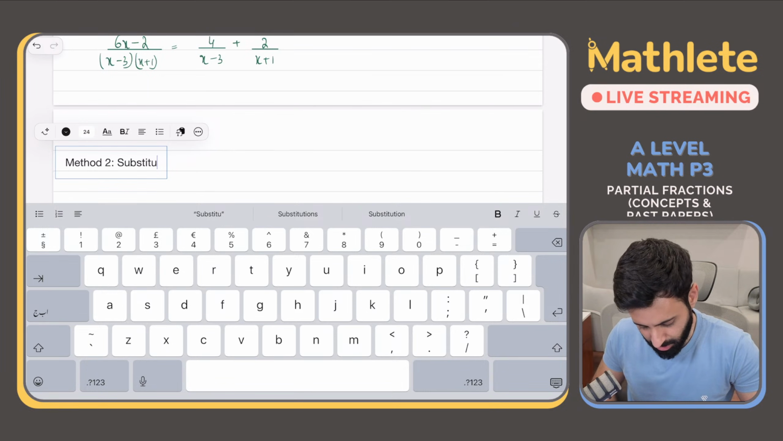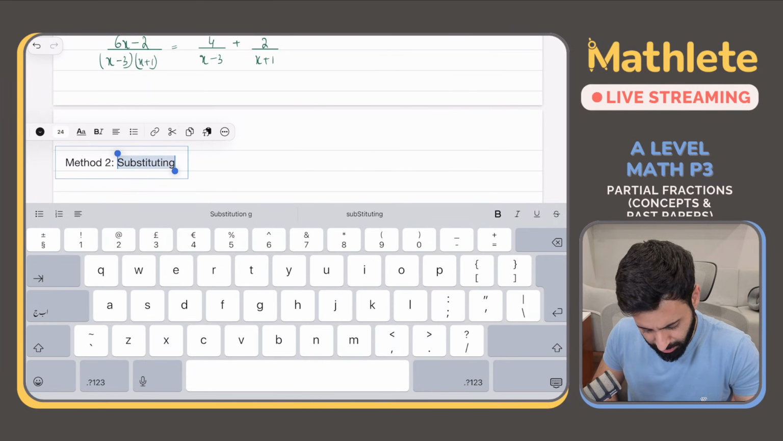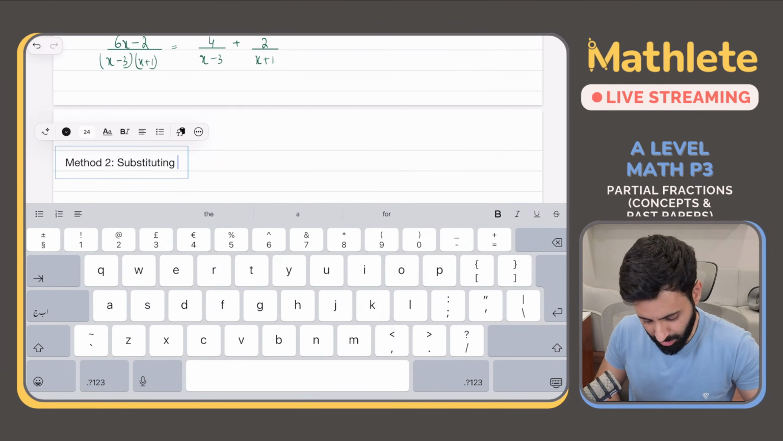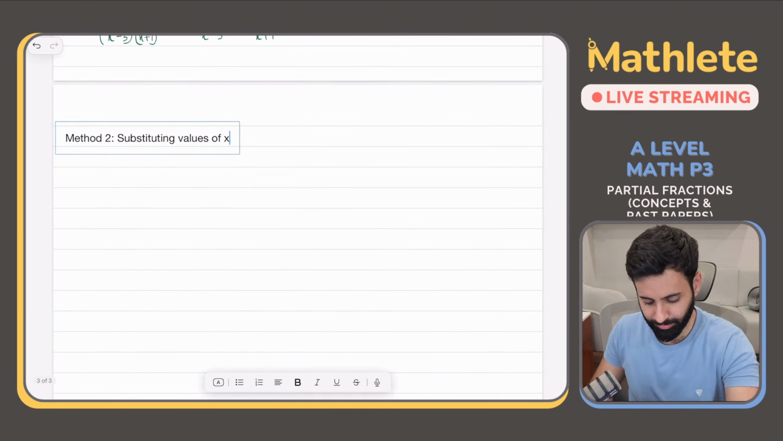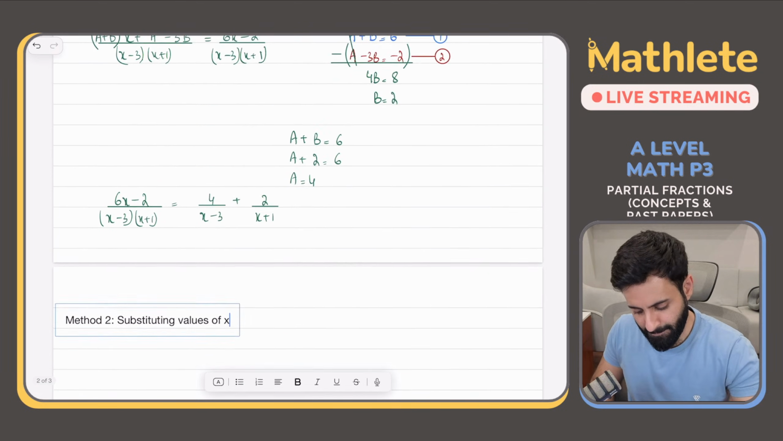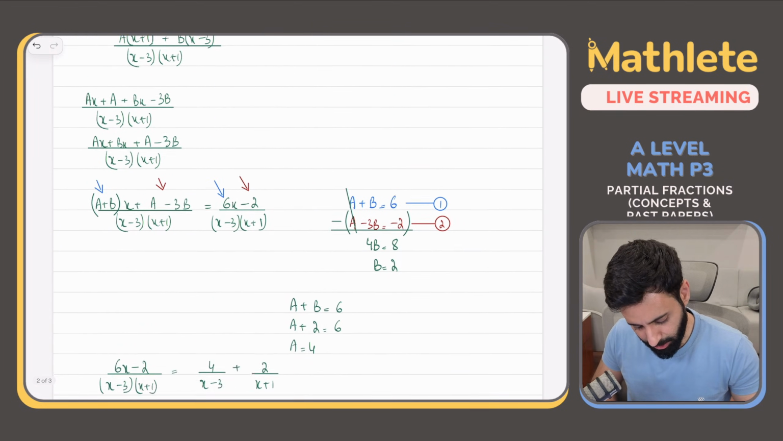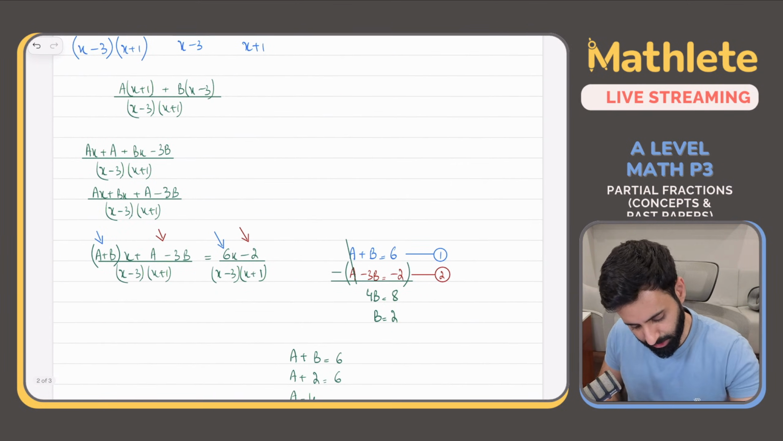Is that how you spell it? I hope I've spelled it correctly. Yes, substituting values of x. This is the most common method. Now, whatever method you want to use, that's up to you. But learn both the methods.